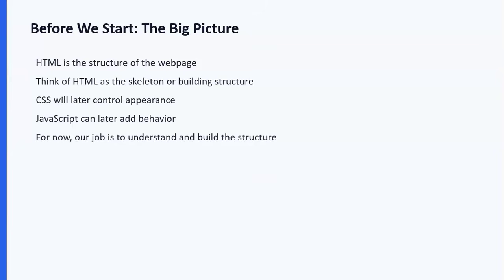Then the L, that's the language. It's a way of communicating. HTML is a language we use to communicate instructions to a web browser. I hope you guys understand. A language is just a way of communicating, and HTML is that language we use to communicate instructions to a web browser.